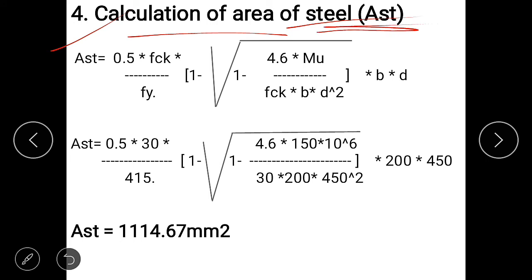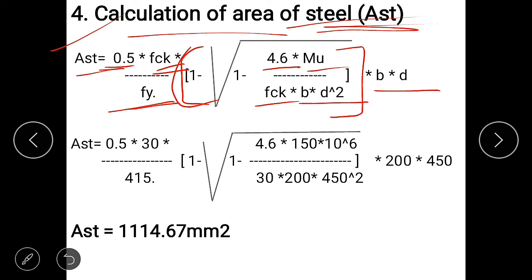So here we calculate Ast. In all examples, to calculate Ast the formula is the same, so keep this formula in mind. The formula is 0.5 fck divided by fy, into bracket 1 minus under root of 1 minus 4.6 Mu divided by fck b d square, bracket close, into b into d.